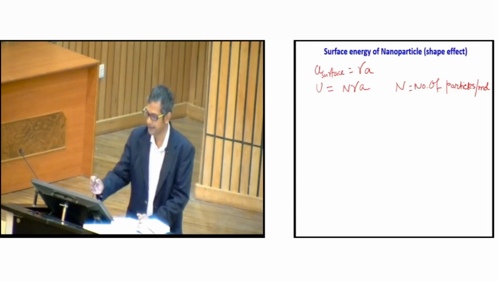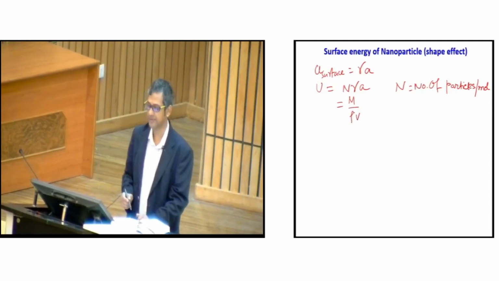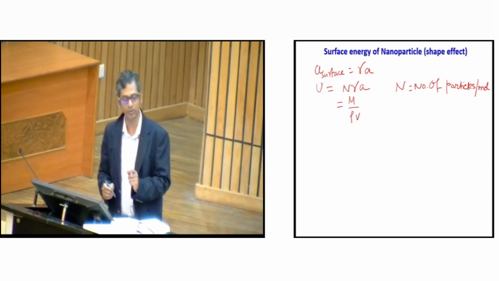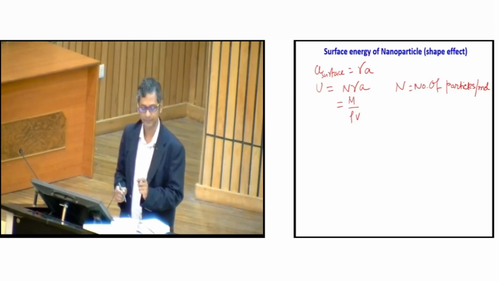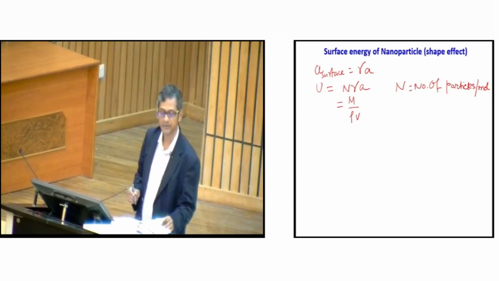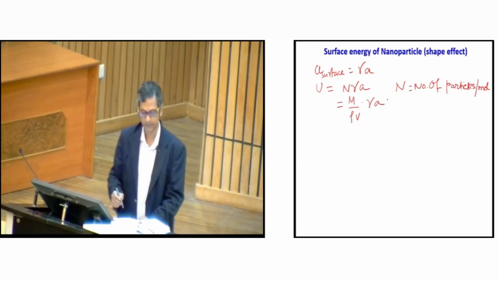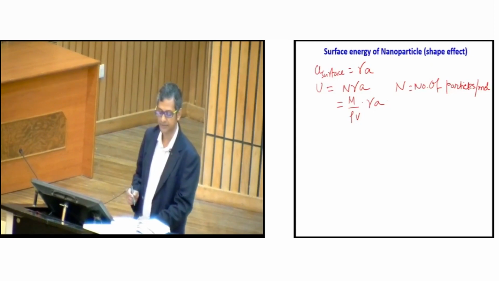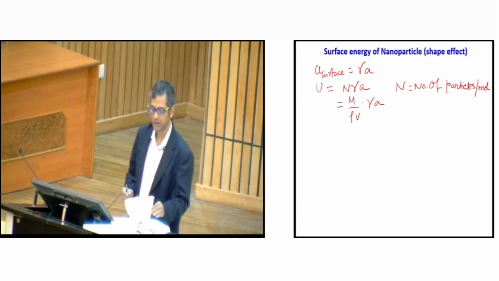So, I can write down this thing very easily, that is equal to m by this. What is this quantity? M is the molecular mass or molecular weight, right? Rho is the density, and V is the molar volume, right? That is what it should be. So, that is multiplied by gamma A. It can be written like this.